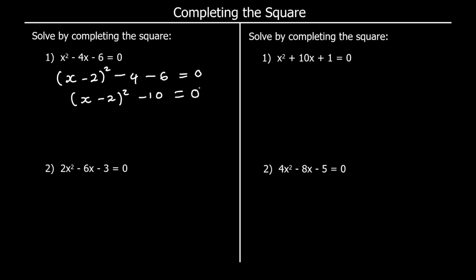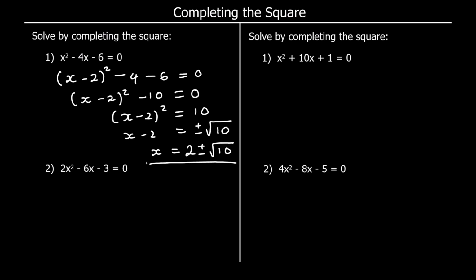So to solve, I'm going to plus 10 to both sides. So x minus 2 squared equals 10. I then square root both sides. So x minus 2 is equal to plus or minus the square root of 10. And then plus 2 to both sides. So x is 2 plus or minus square root 10.